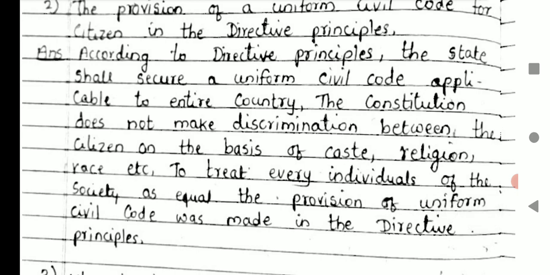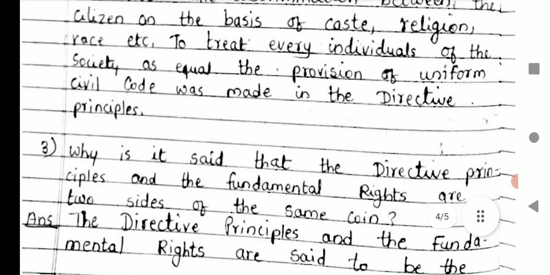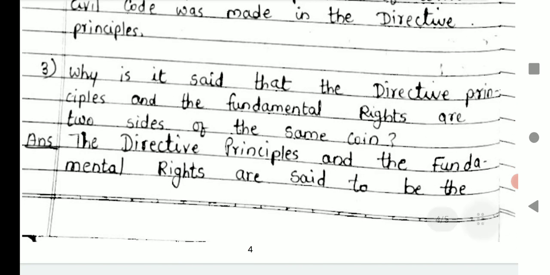Citizen का spelling में T, correct कर सकते हैं. Next है, why is it said that the directive principles and the fundamental rights are two sides of the same coin?